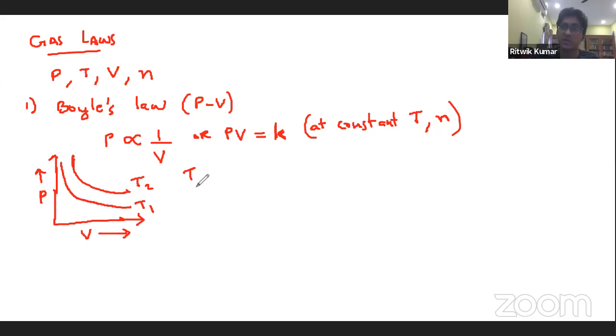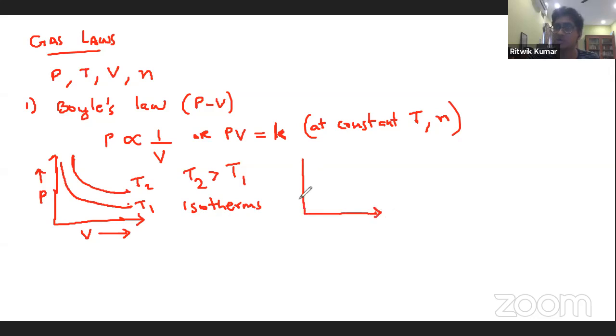So T2 is greater than T1. For this condition, you'll see this type of curves. If the temperature is higher, the PV curve will move away from the origin. These types of graphs are known as isotherms, graphs in which the temperature is constant for each curve. So this is one type of graph.